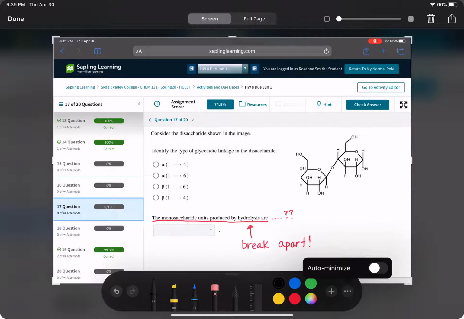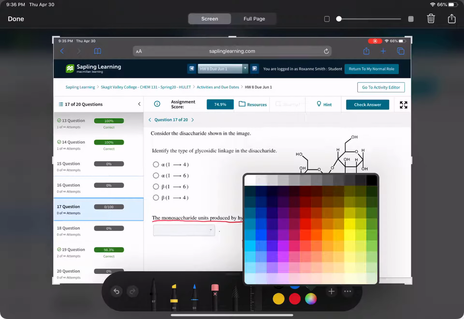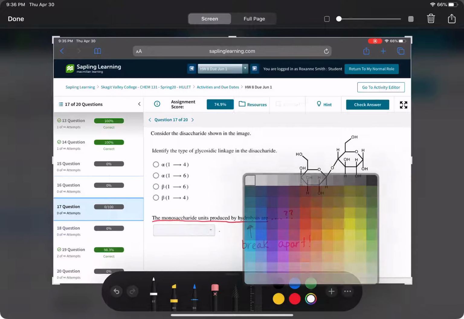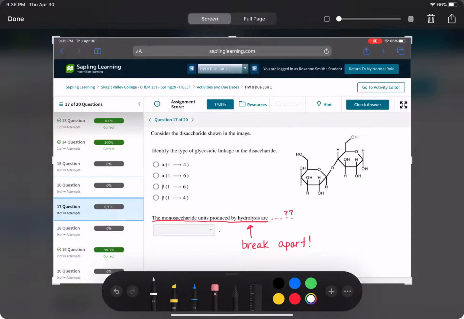So to do that, let me see if I can get a cool color here. What we're going to do is we're going to go back over to our disaccharide and we're just going to break it apart. We're going to get rid of that bond. It's gone. I just hydrolyzed it. And we're going to fill in OHs. Pay attention to which way you're pointing them. You've already got, on this carbon, something sticking down, so your OH needs to go up. And on this guy, you already had something sticking up, so you need the OH to go down. So there you go. Those are your monosaccharides.